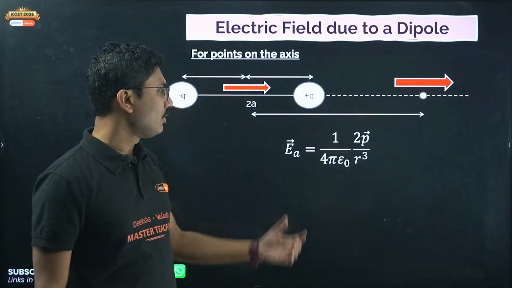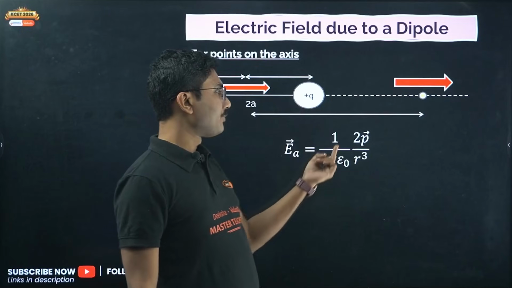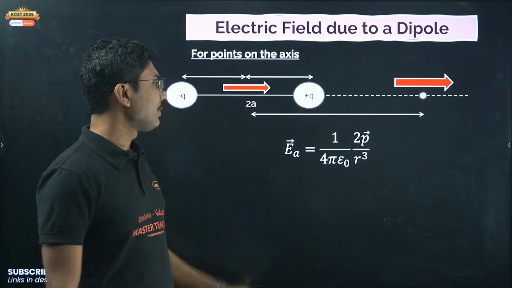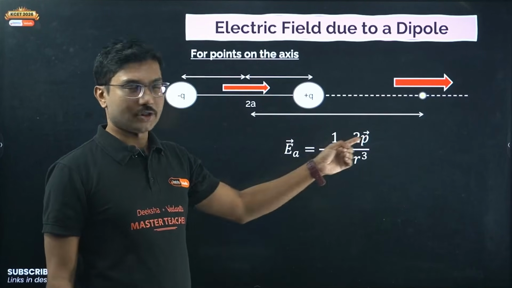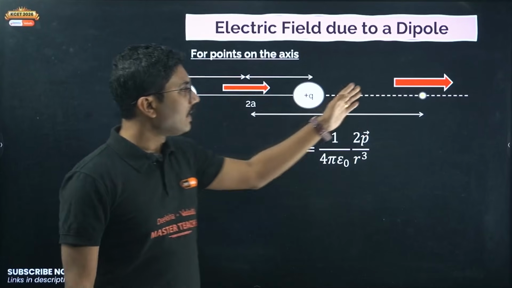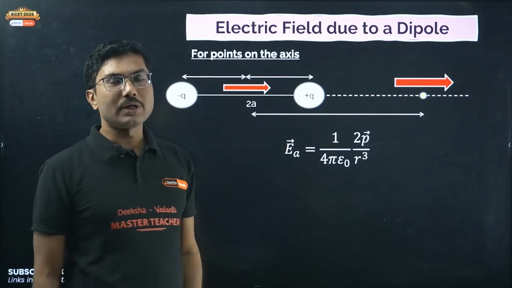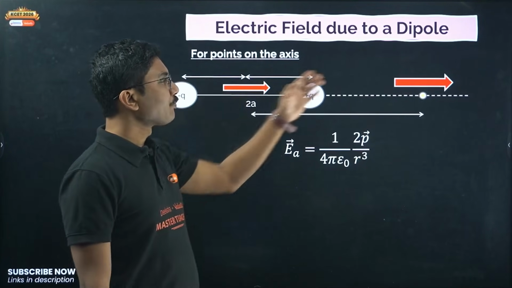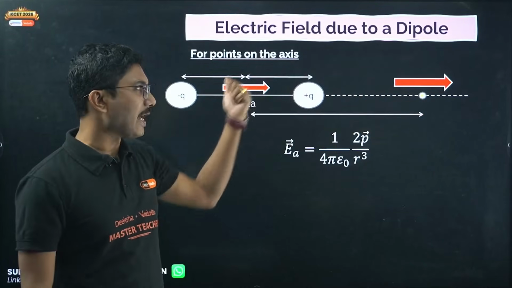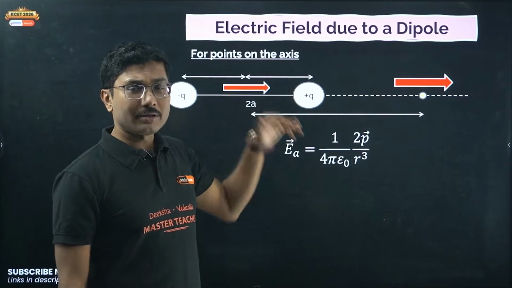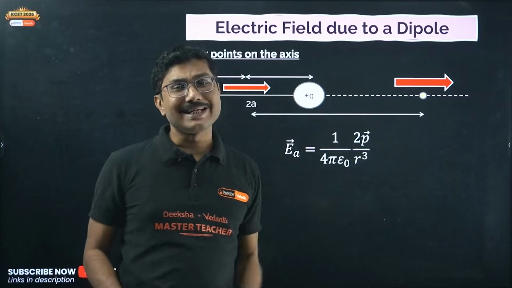Electric field along the axis of a dipole is given by 1 by 4 pi epsilon naught 2p by r cube. As you can see, it is in vector notation. In vector notation, the electric field and the dipole moment are both in the same direction. So if you are considering electric field due to a dipole along the axis, it is in the same direction.